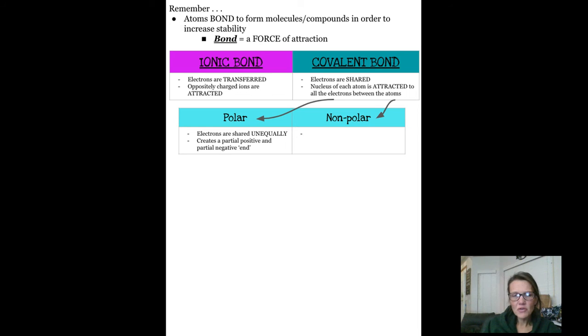And so that molecule can act an awful lot like an ionic bond, which has a full positive and a full negative situation going on. Then you can also have non-polar bonds where the electrons are shared equally.